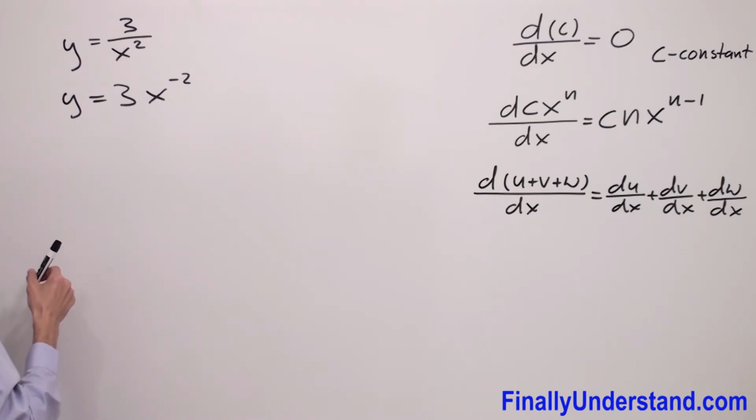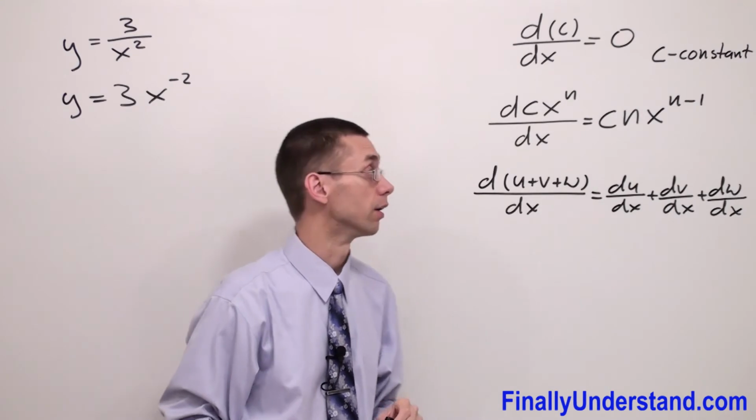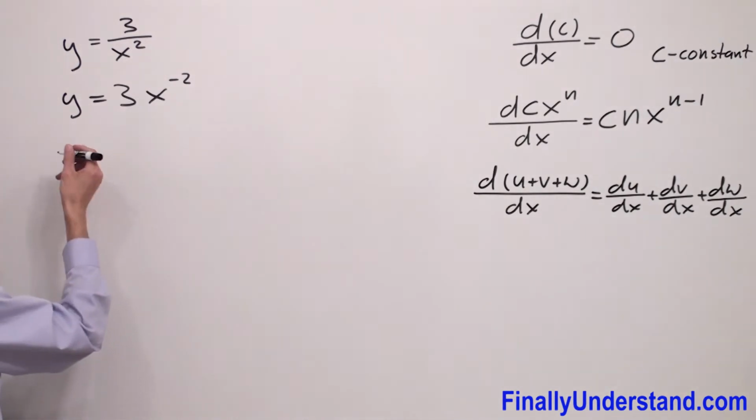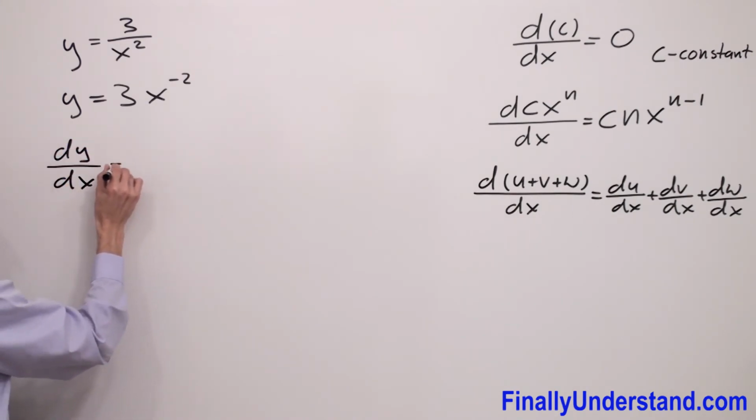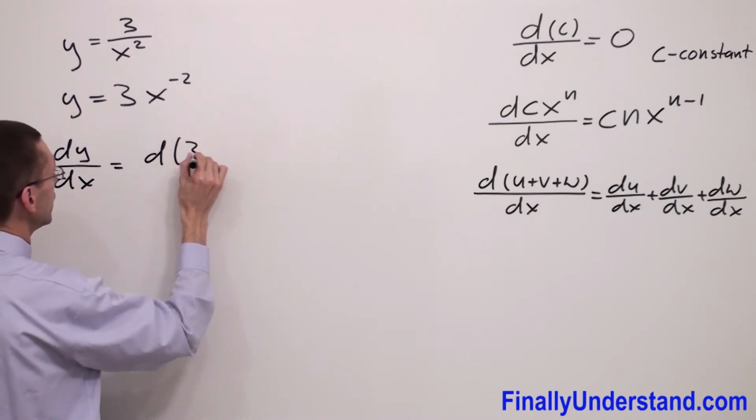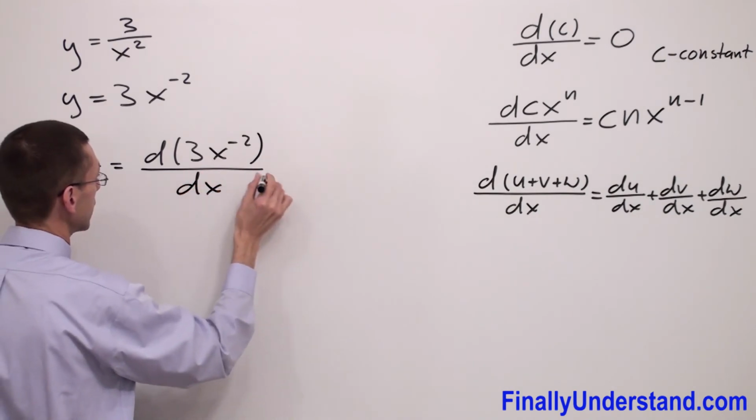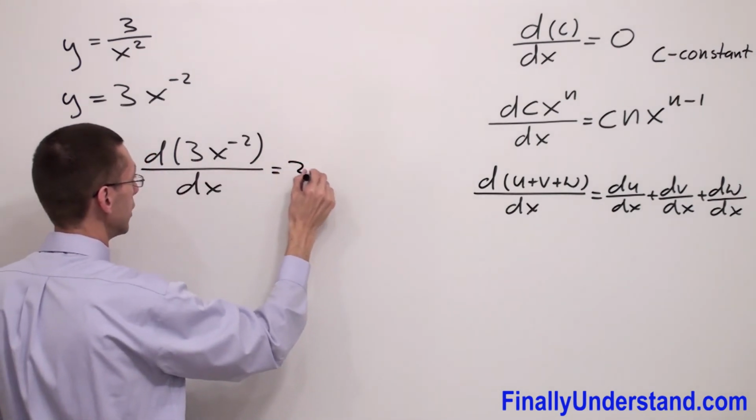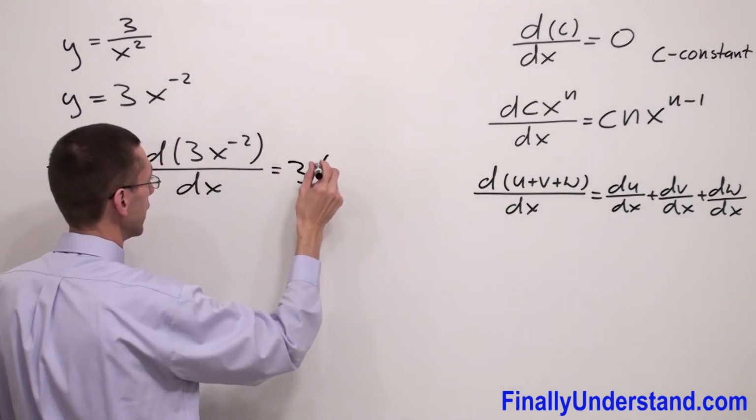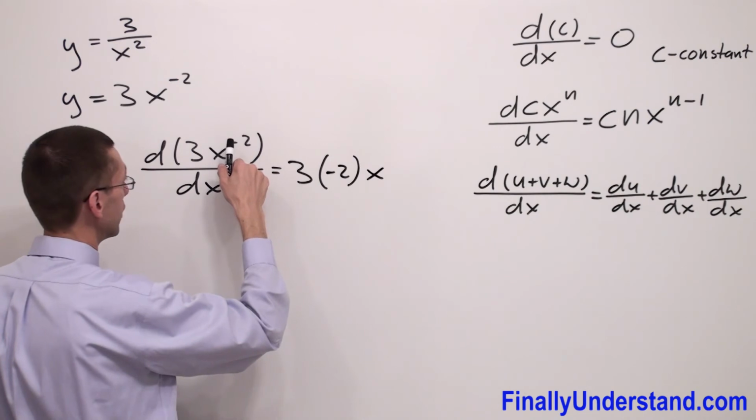So next, we are going to use the formula called the derivative of a constant times the power of x. So I'm going to have dy over dx equals the derivative of 3x to the negative 2 over dx. Okay? According to the formula, I'm supposed to copy down the constant 3 times exponent n, which is negative 2, and I have x, and I have exponent minus 1.